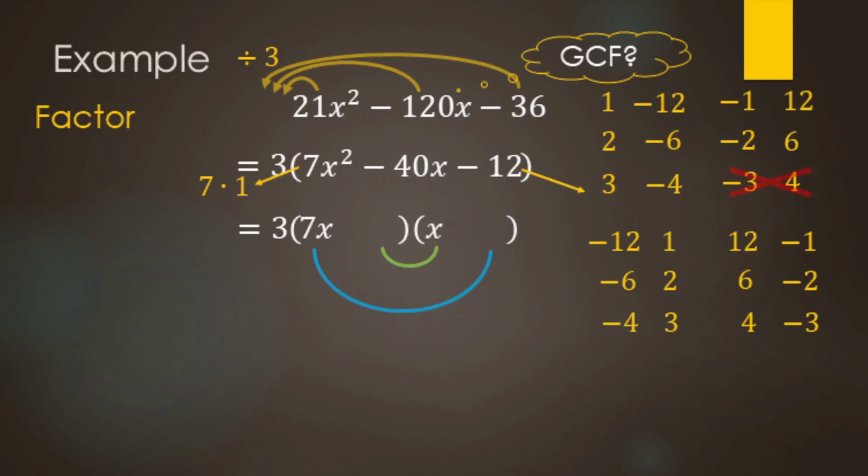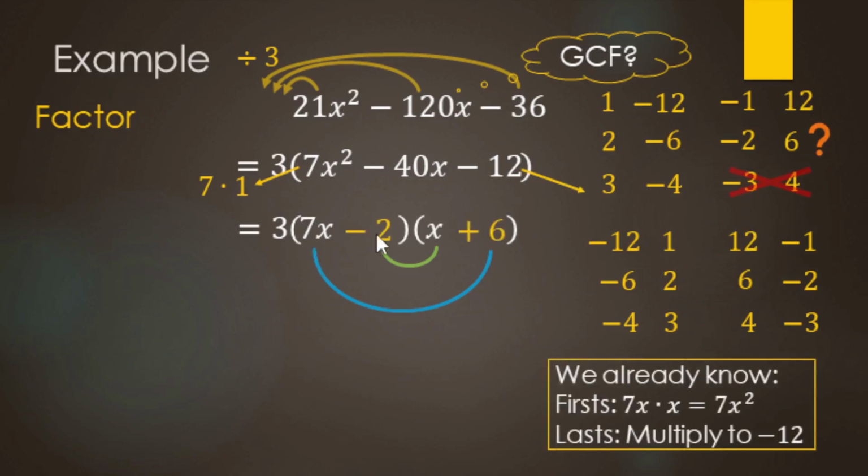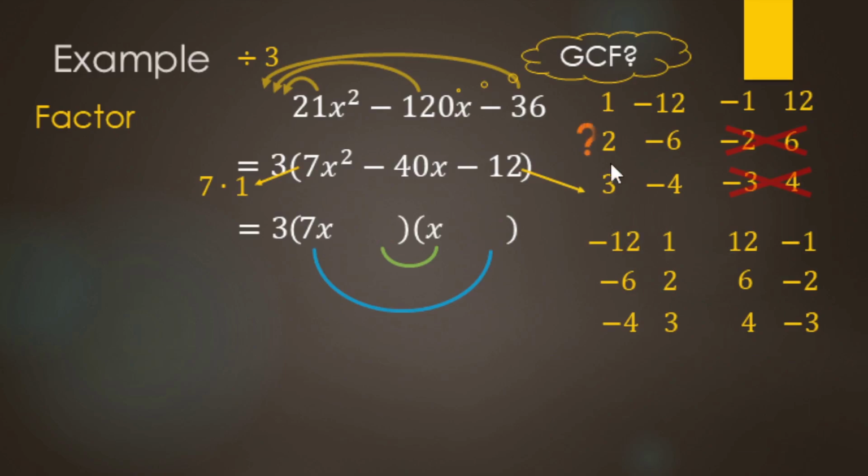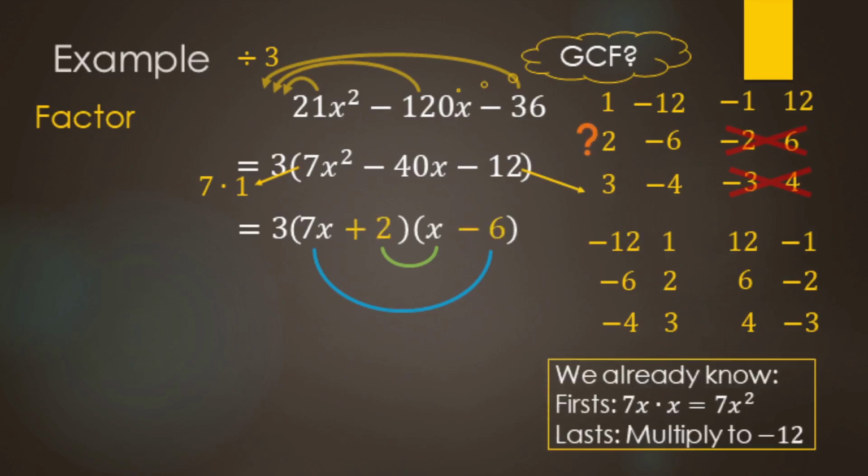Let's try another one. Let's try negative 2, 6. So here we go. 7x minus 2, x plus 6. We already know first and last are good, so we're checking the outers and the inners. 7x times 6 makes 42x. Negative 2 times x makes negative 2x. So when we add these up, do we get negative 40? No, but we do get a positive 40. So we're just going to switch this to a plus and this to a minus, and we'll be done. So we know it's not negative 2, 6. Instead, it's a positive 2, negative 6.